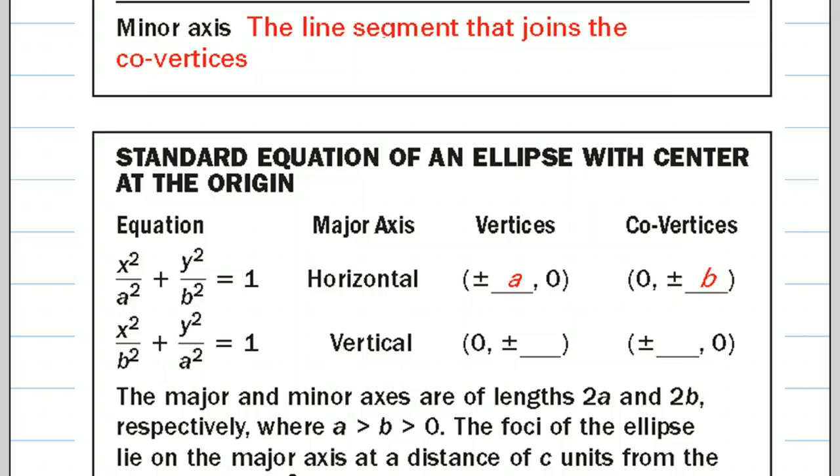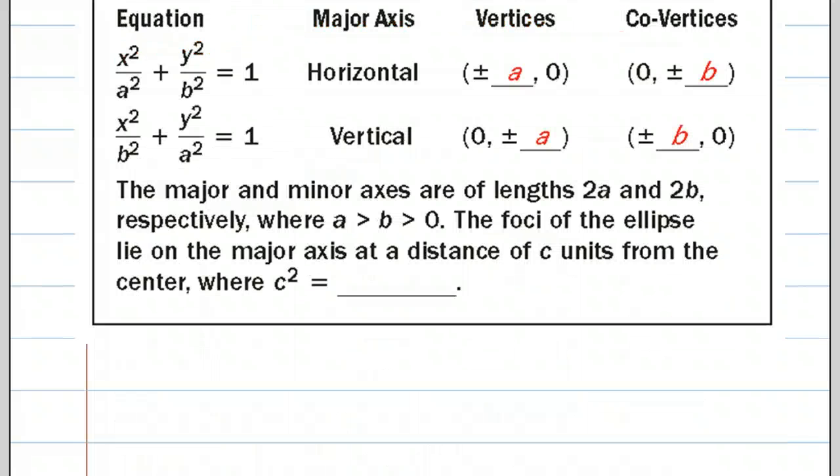And the only thing that changes is if the major axis switches from horizontal to vertical. So now the larger value, a squared, is underneath the y squared, and we still have the same situation there. Okay? And then what about the distance from the origin, i.e. the center, to the foci? Well, we can calculate that distance, c, and c squared is equal to a squared minus b squared.